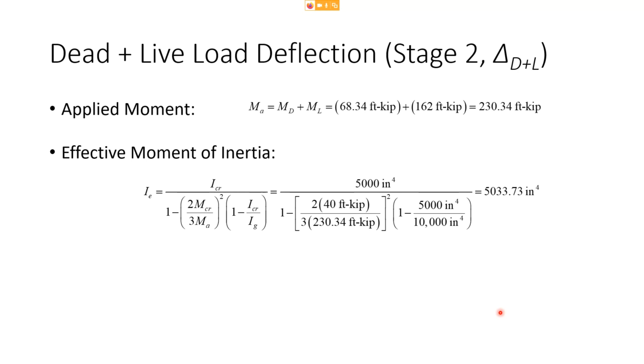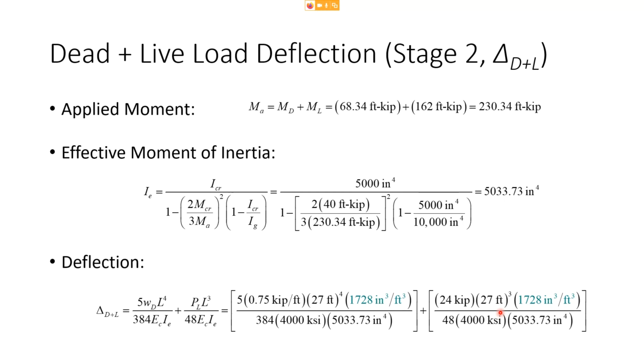Look at IE. We got 5033.73. From the last step, it was like 5144. That's because with more moment on the beam, more of the beam is cracked. With more of the beam cracking, it's going to get weaker, and so the moment of inertia goes down. Now once you've got your moment of inertia, you can do the deflection calculation.